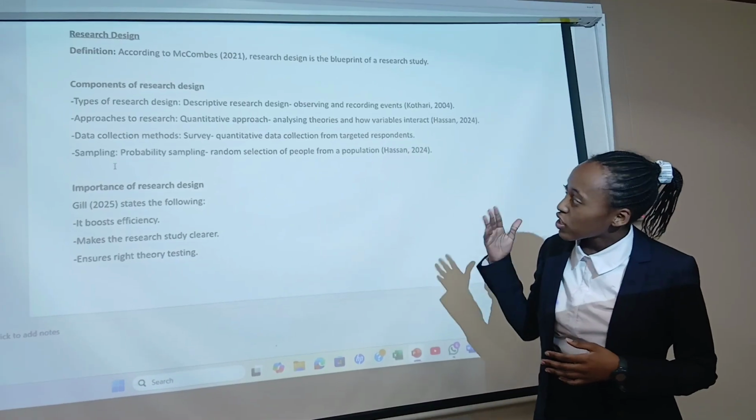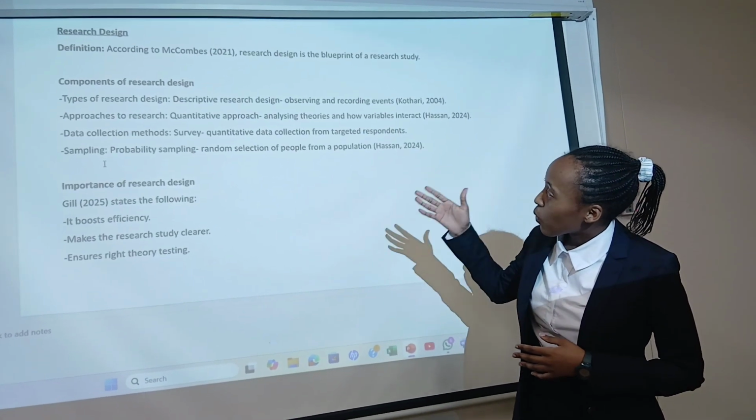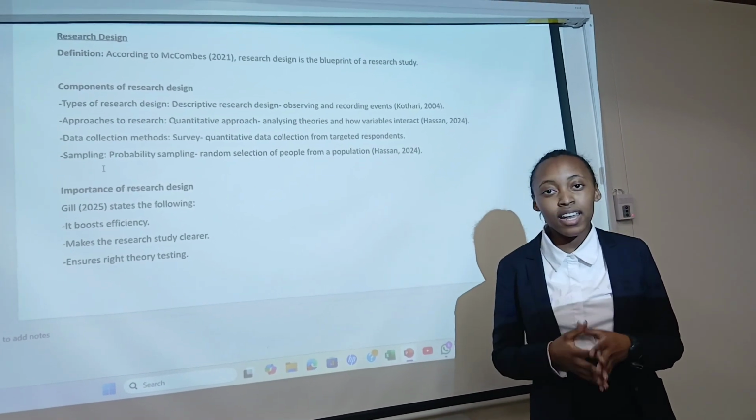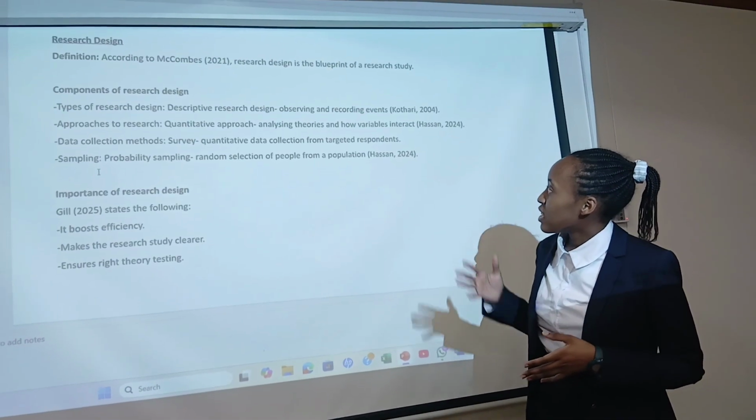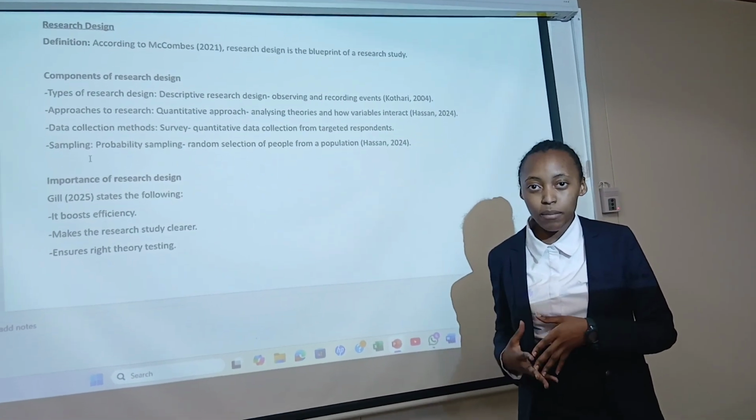Secondly, we have the approaches to research. We have the quantitative approach. This is the analysis of theories and the relationship between variables.